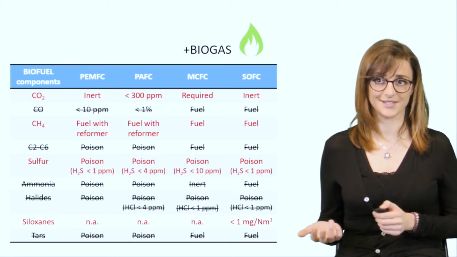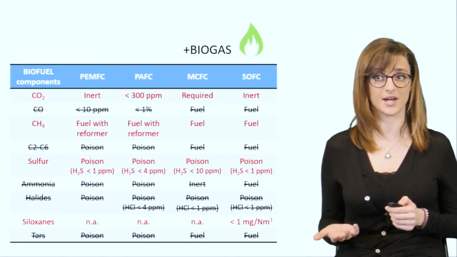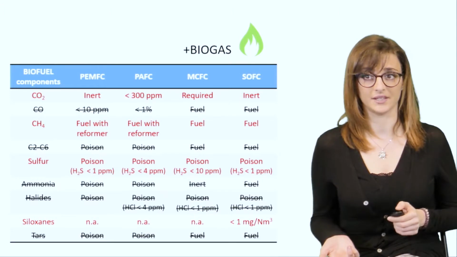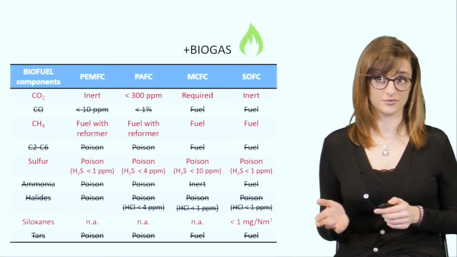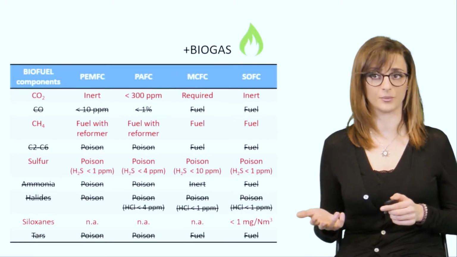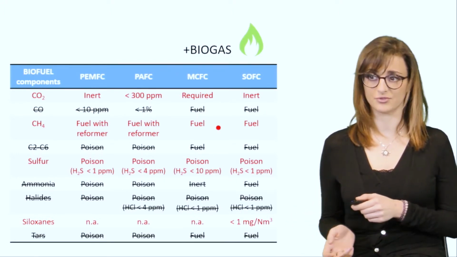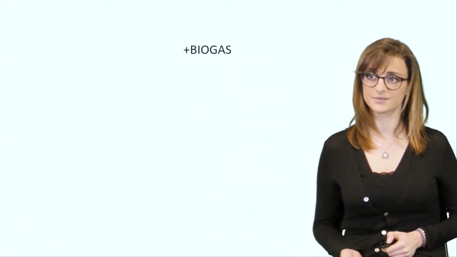Sulfur again is a poison for all fuel cell categories, so we have to address strictly this problem. And also siloxane, there is evidence that they are dangerous for solid oxide fuel cell. This comes from literature studies, and we don't have specific information about the other fuel cell categories.